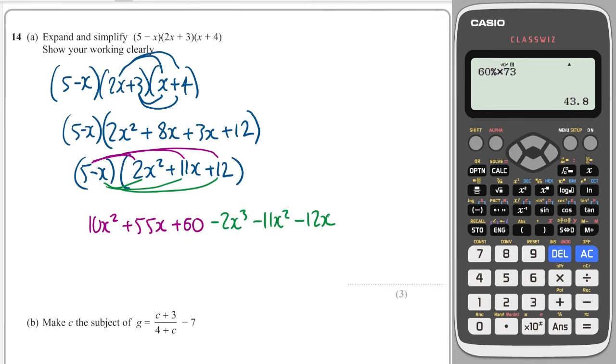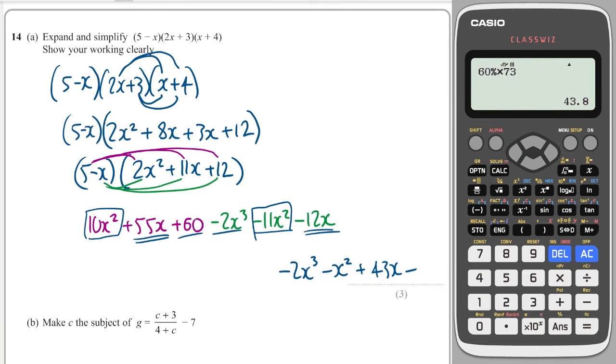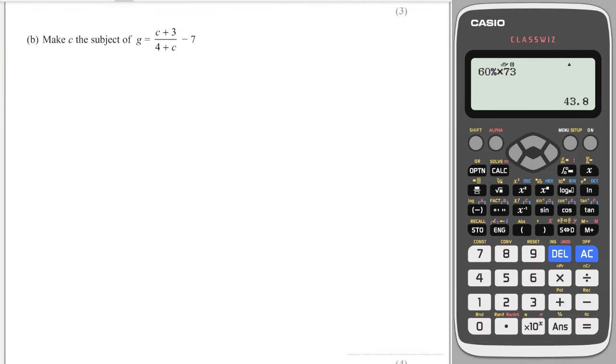And then we need to collect up the x cubes first, of which there is just minus 2x cubes. The squares, we're going to have 10 minus 11, which is going to be minus 1. And the x's, we're going to have 55 minus 12, which is positive 43. And then finally, the constant term is just plus 60.